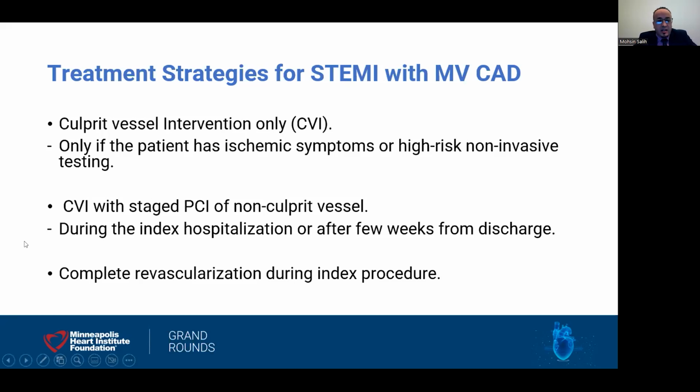The second strategy is we treat the culprit vessel, then we stage the lesions, either during the same hospitalization or later, a few weeks after discharge. The third strategy is complete revascularization during the procedure. That means when the patient presents with STEMI, we treat everything.